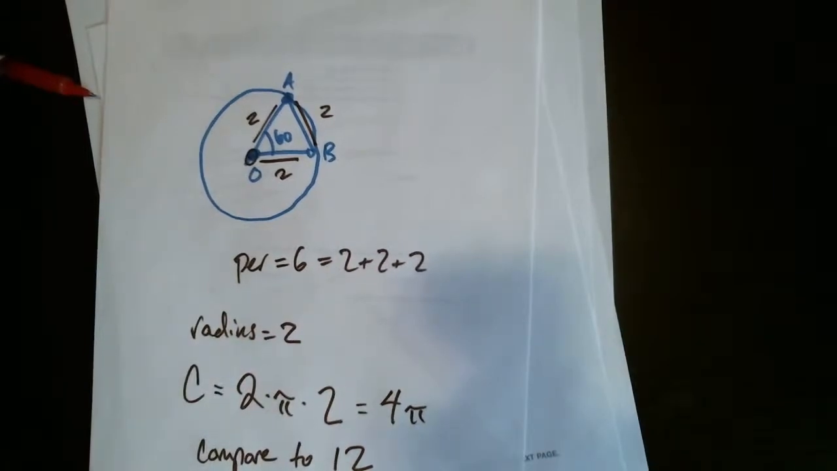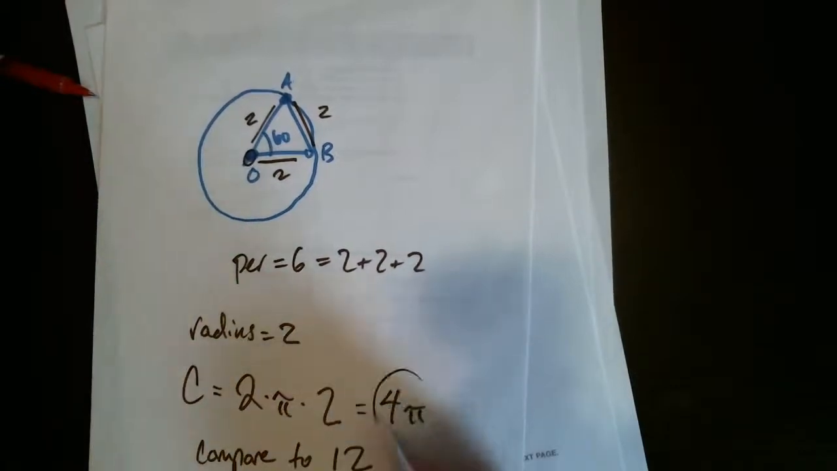Okay? And if pi were 3, then they would be equal. But pi is not exactly 3. So pi is bigger than 3. So 4 pi is the winner over 12.